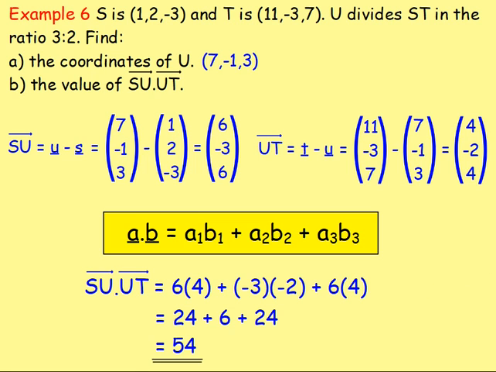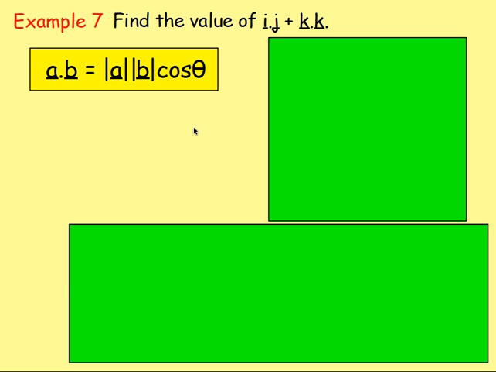Let's try one more. Example 7. Find the value of i.j plus k.k. That is all we are told. Who thinks they can help us out here? Sandy. Thank you. What would you do, Sandy? Yeah, brilliant. These are your unit vectors. i, j, and k are your unit vectors.